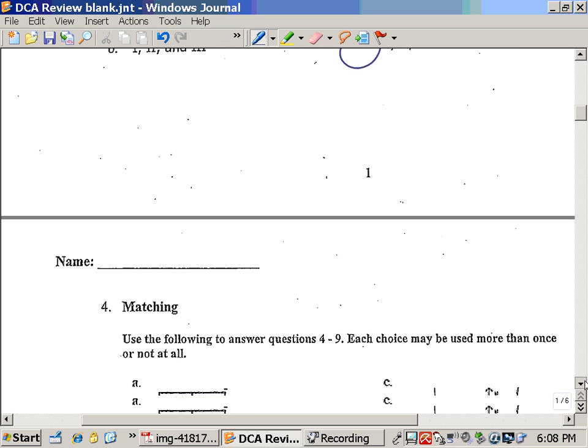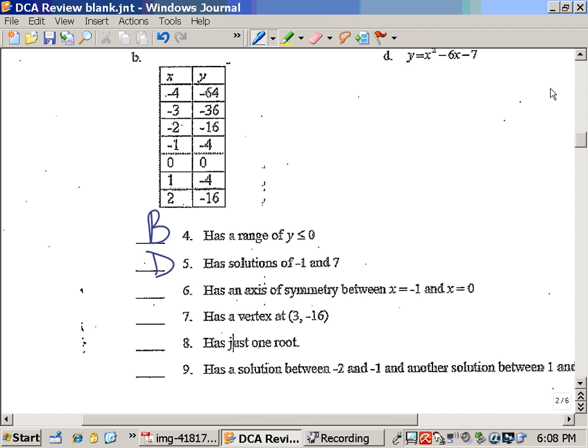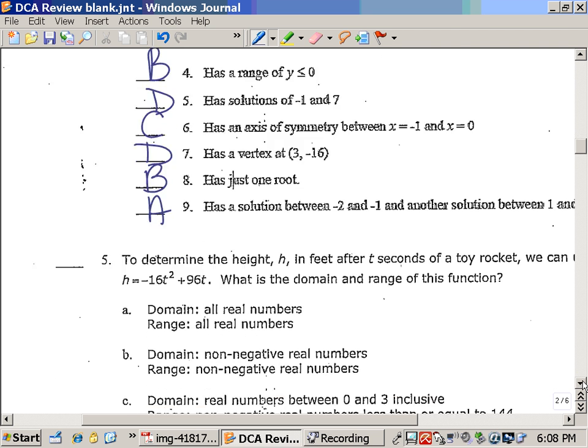Number 4, I'm going to go just a little bit slower. Number 4, B has the range of y is less than or equal to 0. D has solutions of -1 and 7. C has an axis of symmetry between -1 and 0. D has a vertex at 3, -16. B has only one root. And A has a solution between -2 and -1 and between 1 and 2.